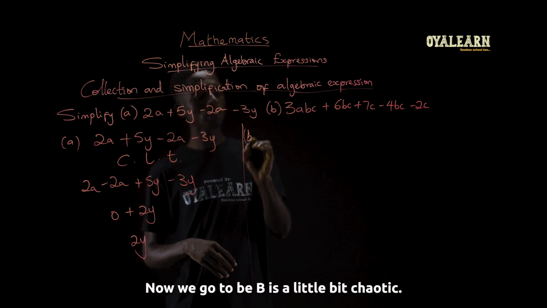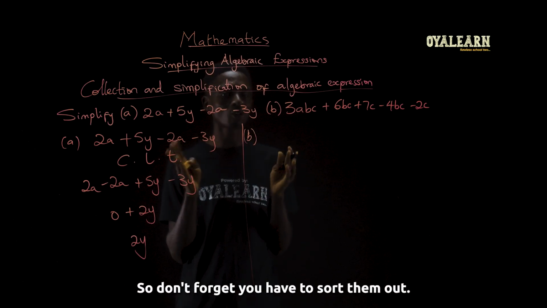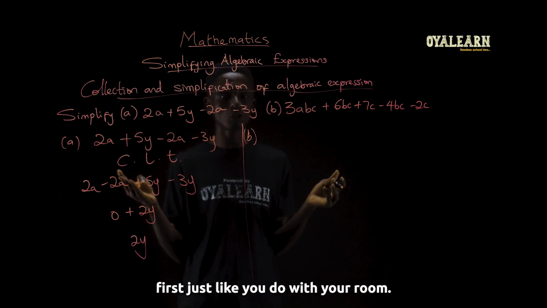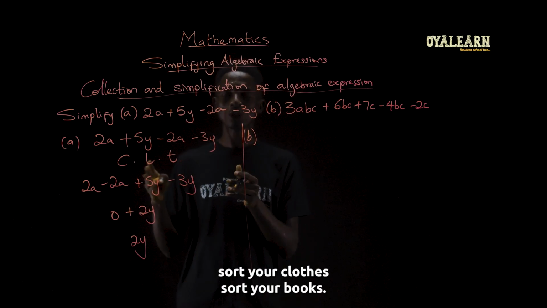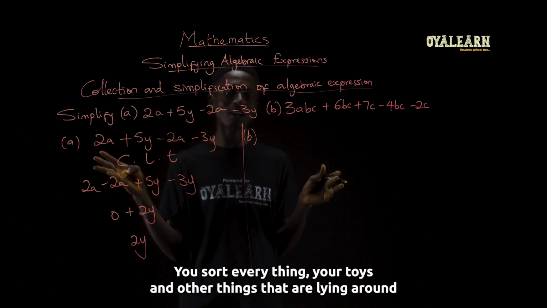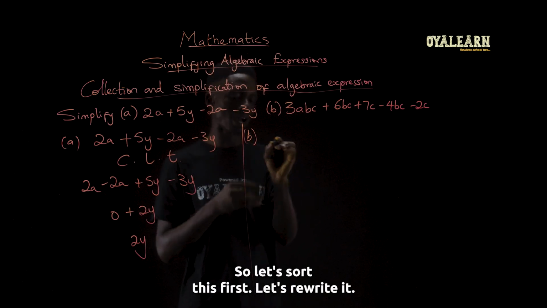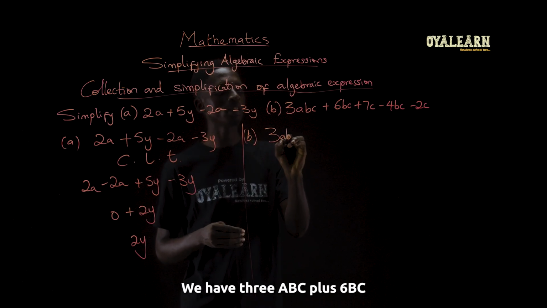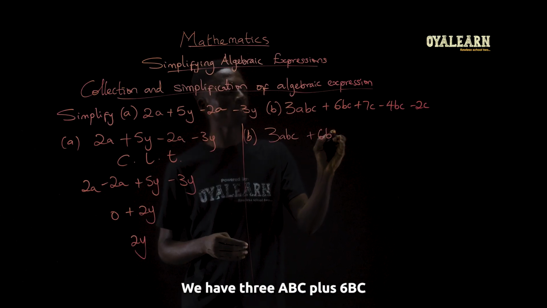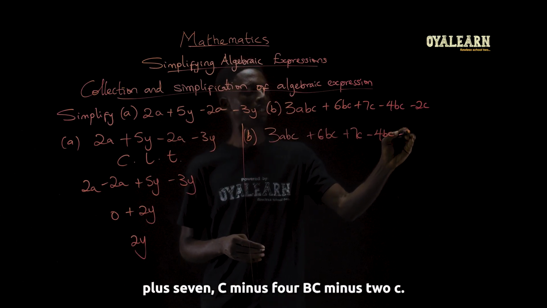Now we go to B. B is a little bit chaotic, so don't forget, you have to sort them out first. Just like you do with your room. You sort your clothes, you sort your books, you sort everything, your toys and other things that are lying around in order to clean the room. So let's sort this. First, let's rewrite it. We have 3abc plus 6bc plus 7c minus 4bc minus 2c.